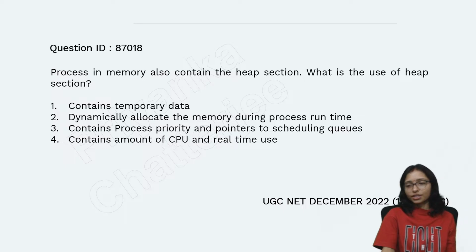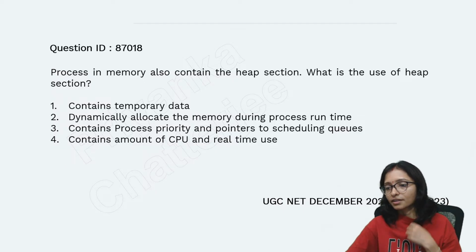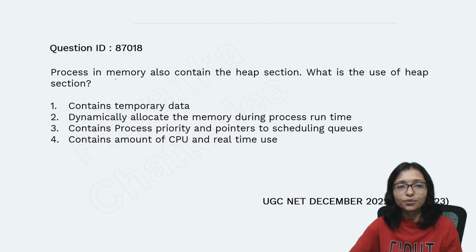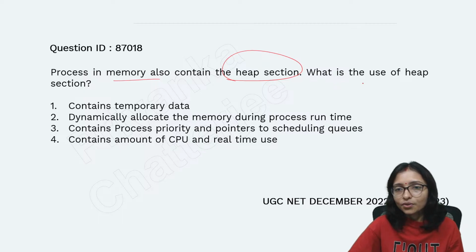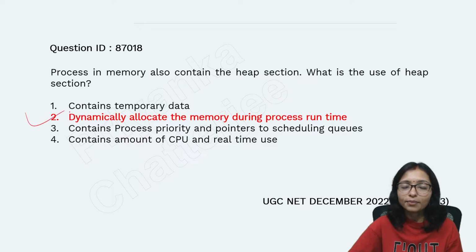Here is a question. Yeah, here is the question. The process memory, the heap section. This is also most important. From which section what is going on? What is the use of the heap section? Yeah, heap section is dynamically allocated.